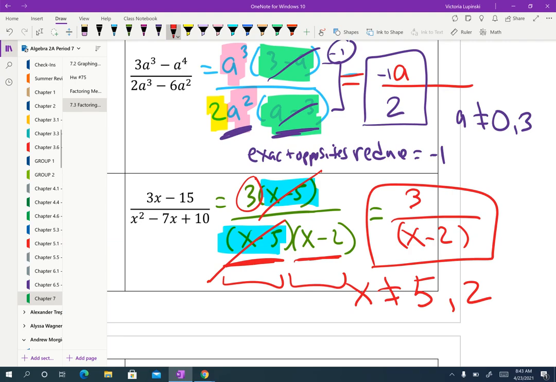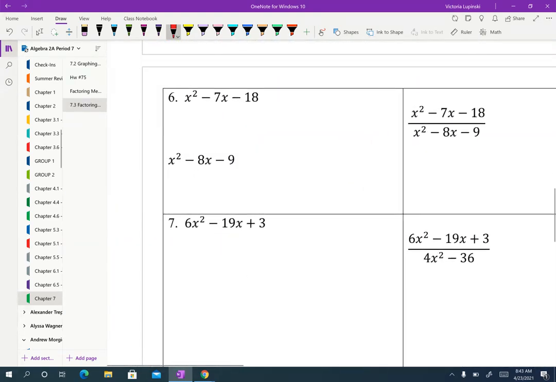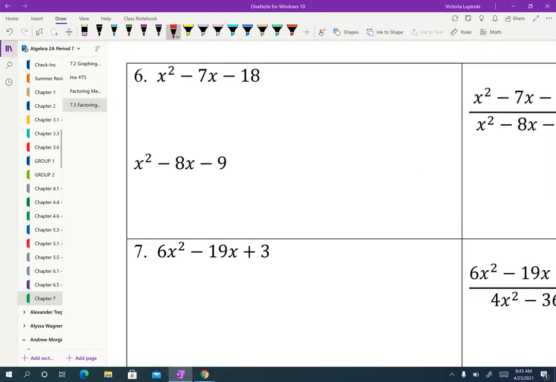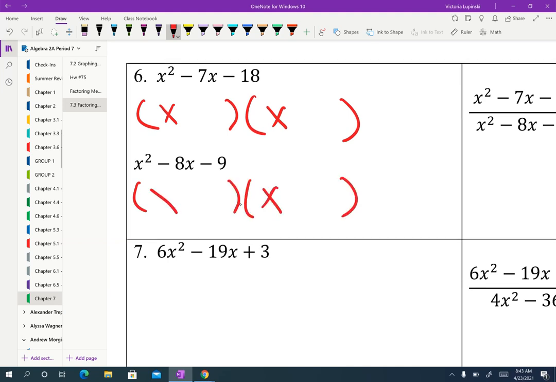Hopefully these factoring methods are kind of coming back to you. There are a few slightly more challenging methods on the back, so let's go ahead and do those. In number 6, these are again just trinomials with a coefficient of 1. In both of these cases, you're going to factor them as x and x.